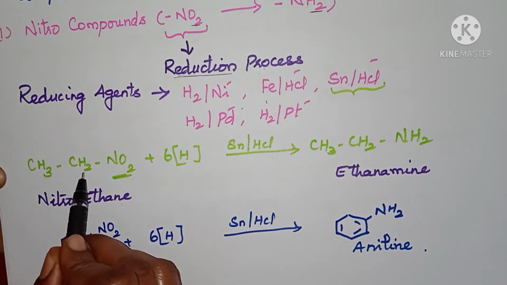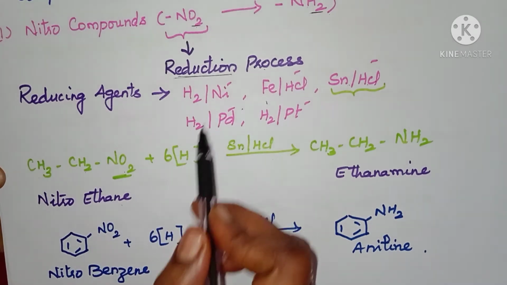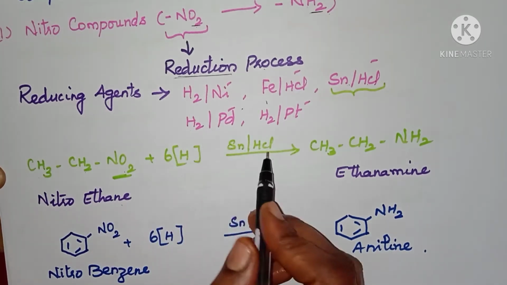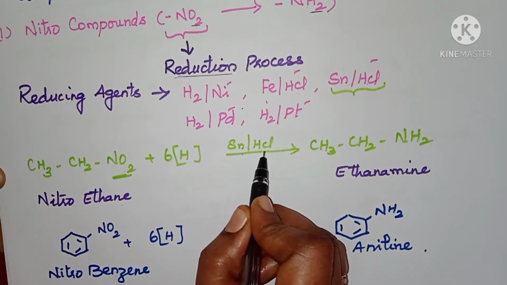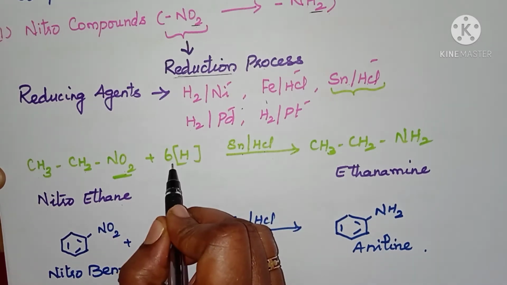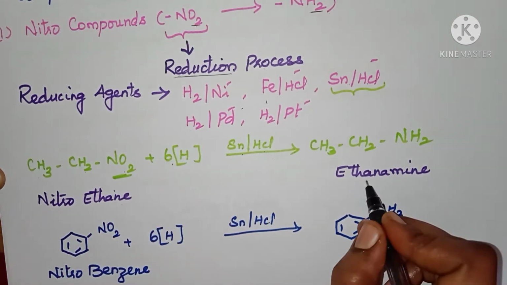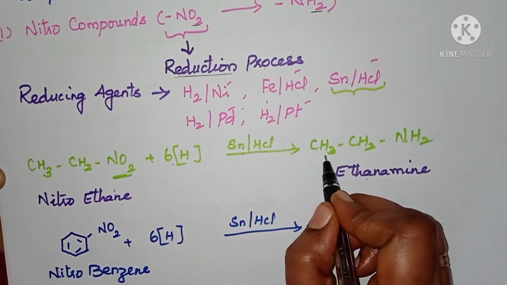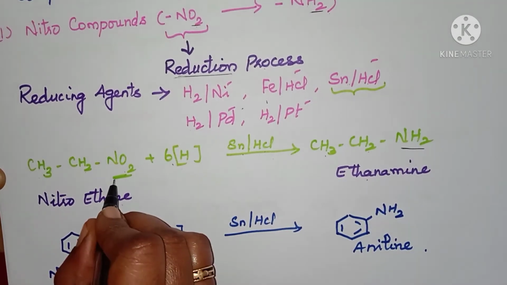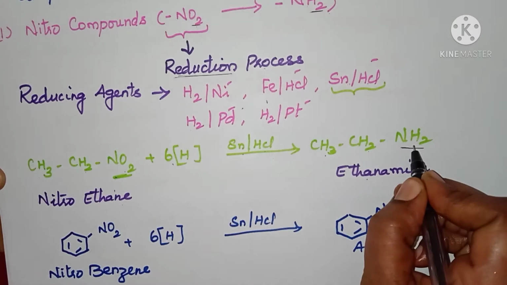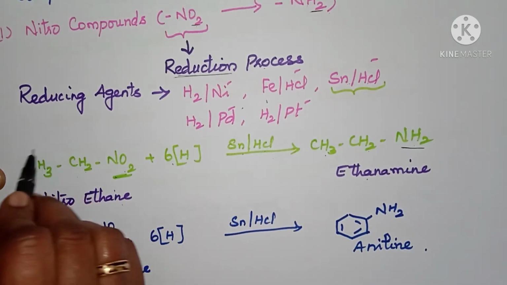Okay. Now, what compound is it? Nitroethane, CH3CH2NO2. It is nitroethane. And it is treated with what? Sn/HCl. It is a reducing reagent. It is treated with hydrogen, that is a reduction process. Now you are getting ethanamine, CH3CH2NH2. See here, only the NO2 group changes to NH2, not CH3CH2. So it will not affect these.